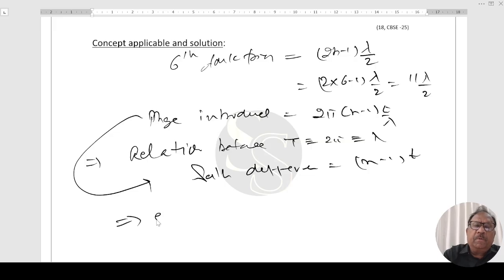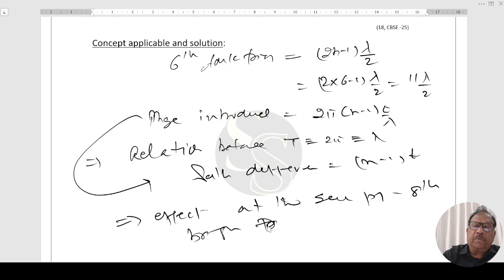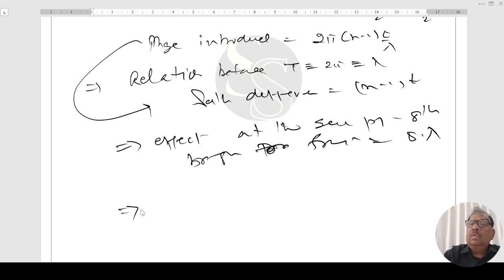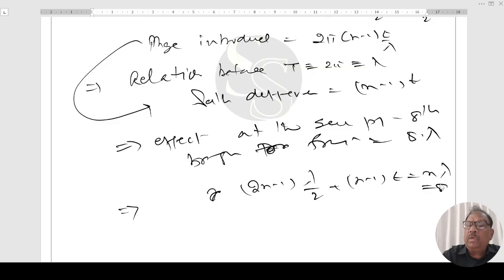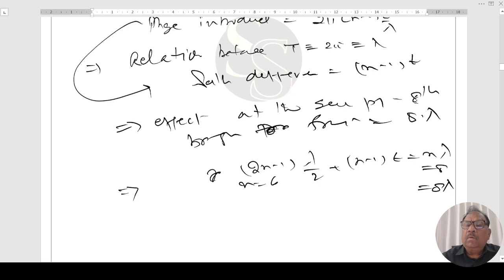Now, effect is at the same point, eighth bright fringe, that is 8 into lambda. Now, make the equation, that is (2n minus 1) lambda by 2 plus (n minus 1) t equal to n lambda. Here n equal to 8 for the bright fringe, and n equal to 6 for the dark fringe.